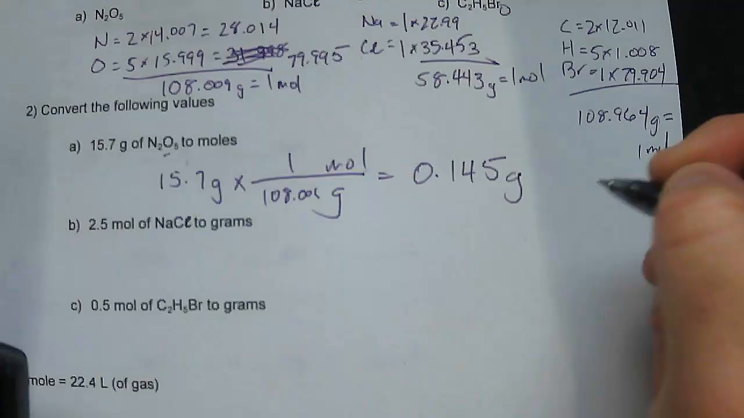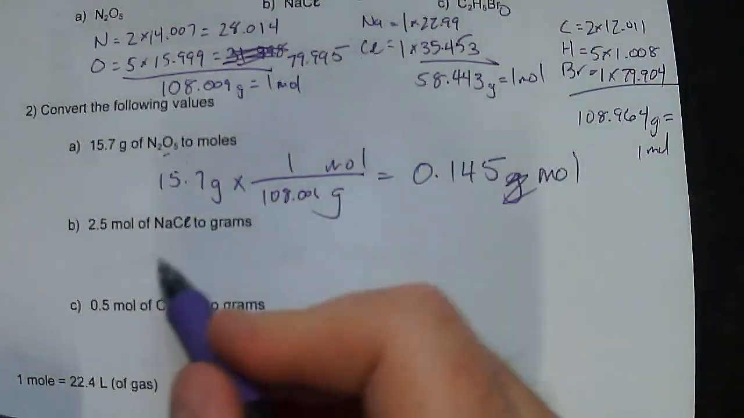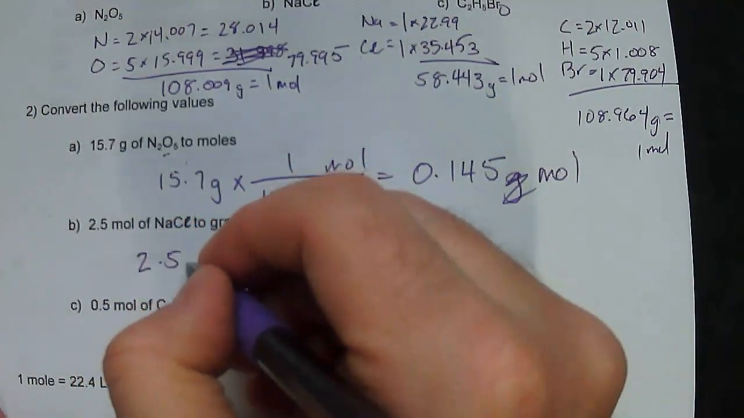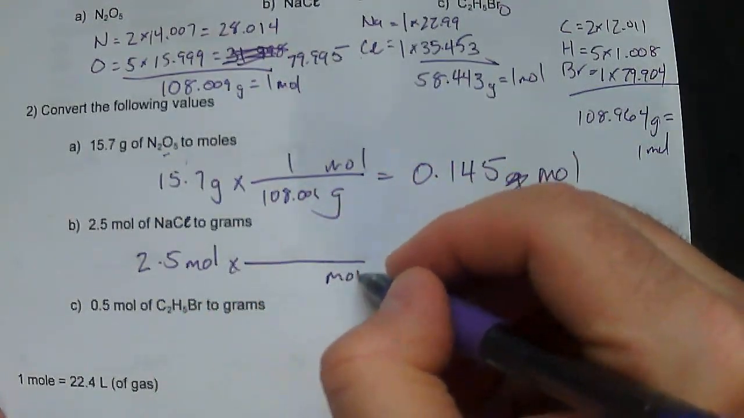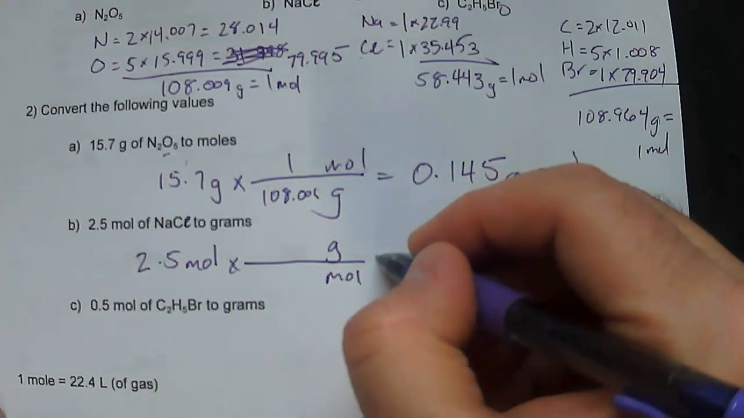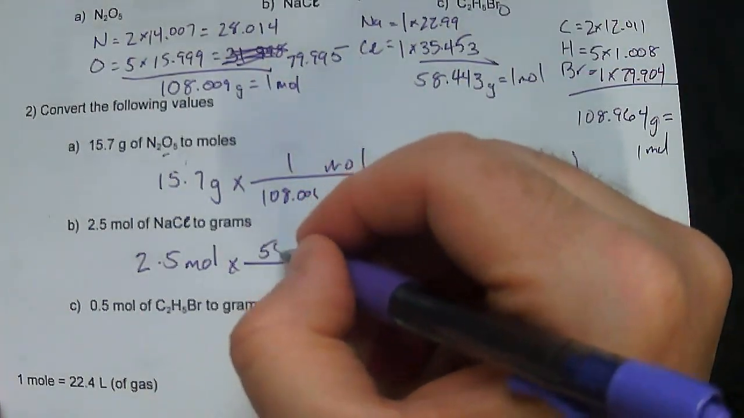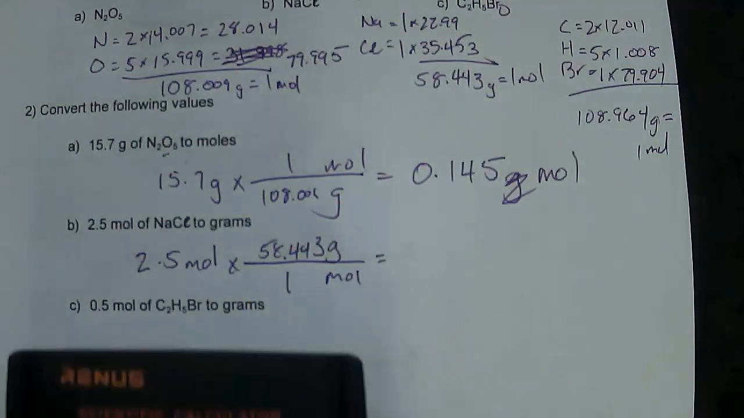We get 0.145 moles, sorry. Okay. So now we do the same thing. Start with the number in the problem with the unit, mole. We set up our X line, mole on the bottom, gram on the top. Okay, so 1 mole to grams, 58.443. Now we do that math.